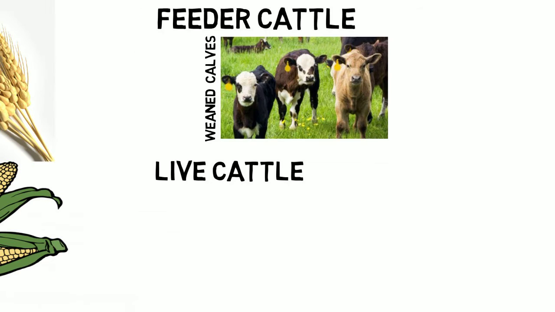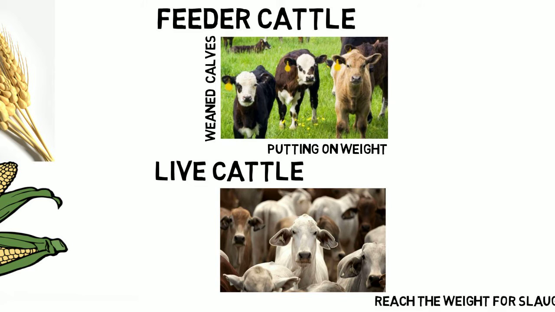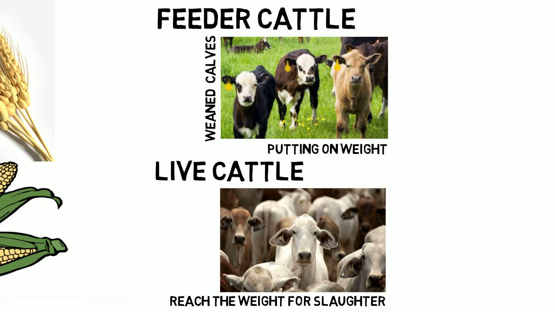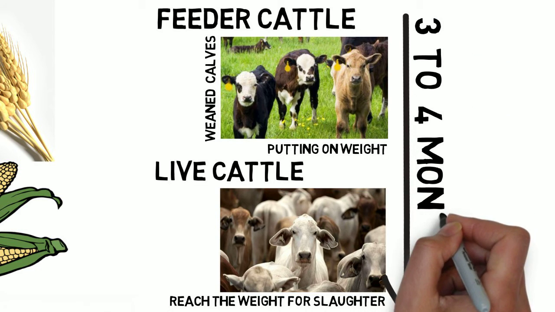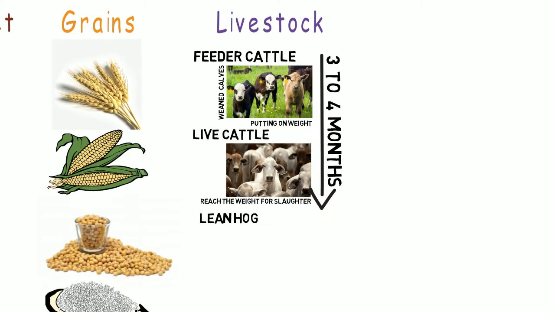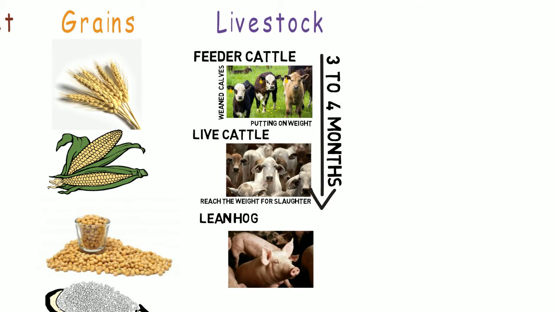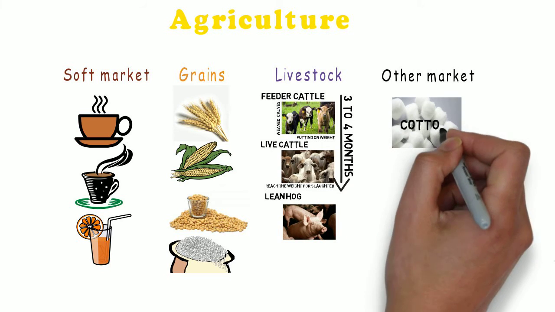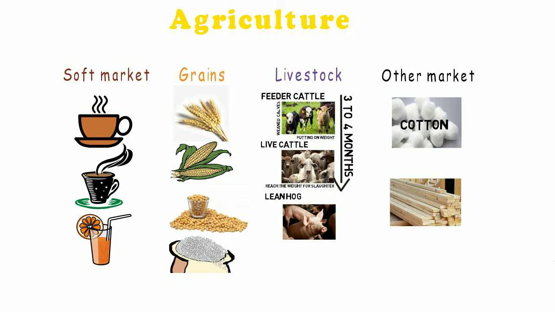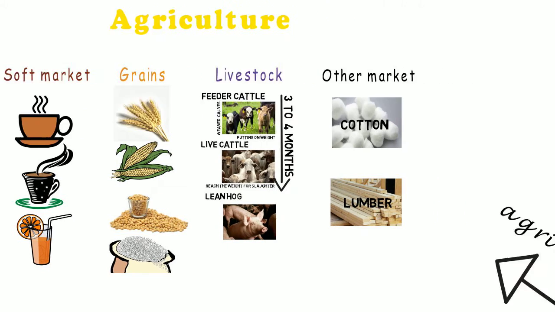Feeder cattle are weaned calves which will be sent to a feedlot with the goal of putting on weight aggressively. Meanwhile, the term live cattle refers to cattle that have reached the necessary weight for slaughter. The process of transforming feeder cattle to live cattle usually takes between 3 to 4 months. Lean hog is a term referring to butchered pigs regardless of paunch. The last group are things that you wouldn't eat, such as cotton and lumber.